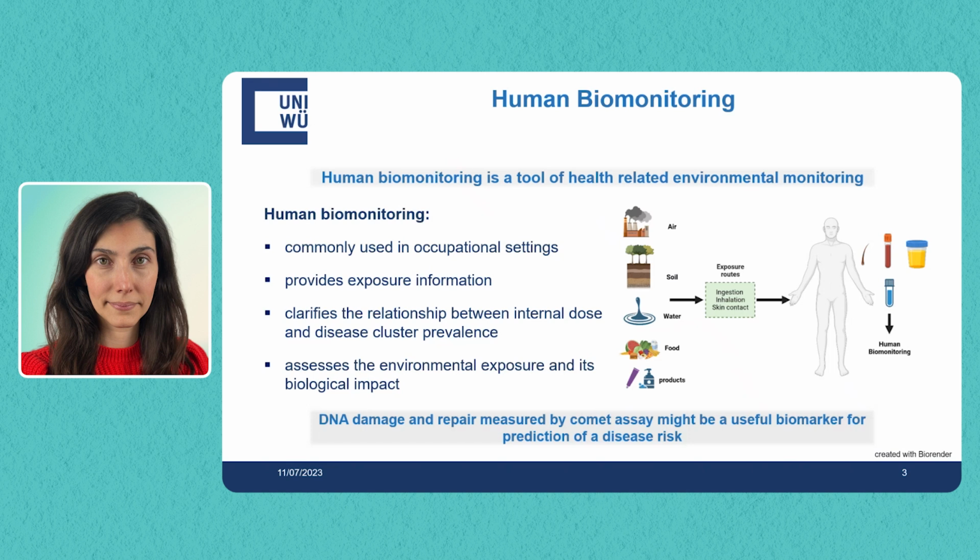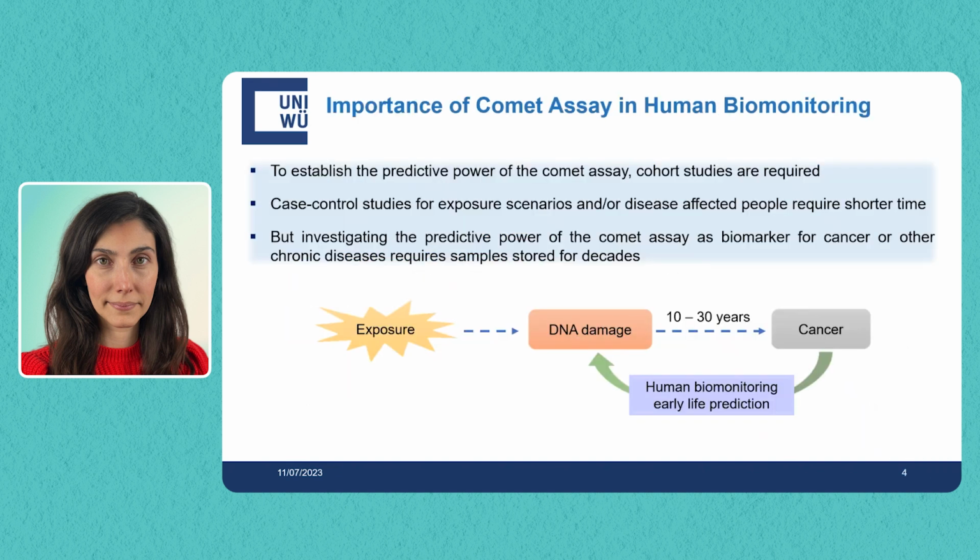As you already heard, the comet assay is a versatile method. It can be used in various different modified versions. It allows us to measure DNA damage, but also DNA repair. And it might be a useful biomarker for predicting disease risk, especially if you consider cancer risk.